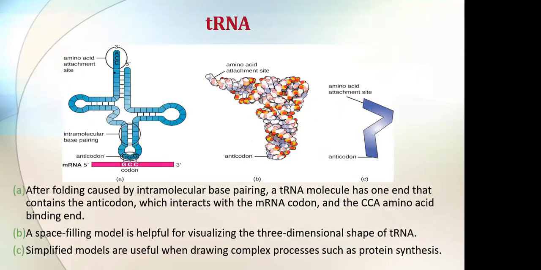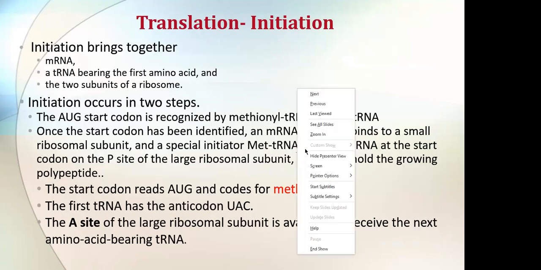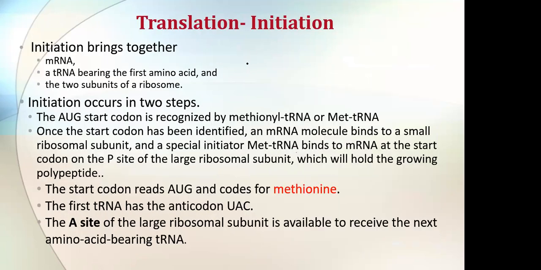This is the tRNA. This is the head part where it carries the amino acid, and this is the leg part where it has that anticodon. Now, how does protein synthesis actually happen? So this is the ribosome.